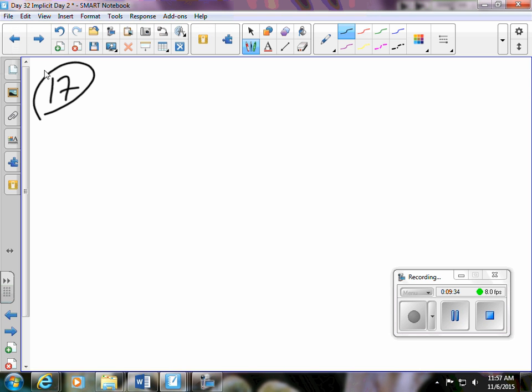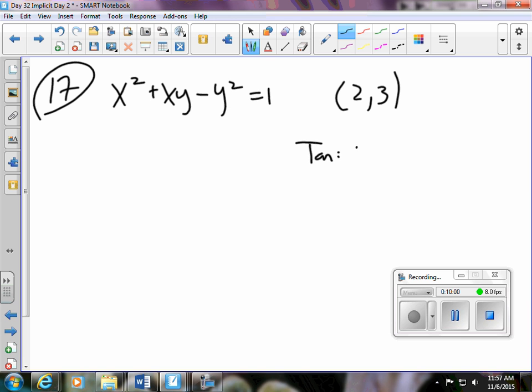x squared plus xy minus y squared equals 1. They want us to find the lines that are tangent and normal to the graph at the given point, 2, 3. So all we need is the slope, which is the derivative, right? Because we got both coordinates of the point, right? When you want to write the equation of the tangent line, it's going to be y minus 3 equals, now we're going to have to get the derivative at that point for the slope, but then the rest is just going to be x minus 2. So the slope for this one is just going to be whatever the derivative is when we evaluate it at that point 2, 3.